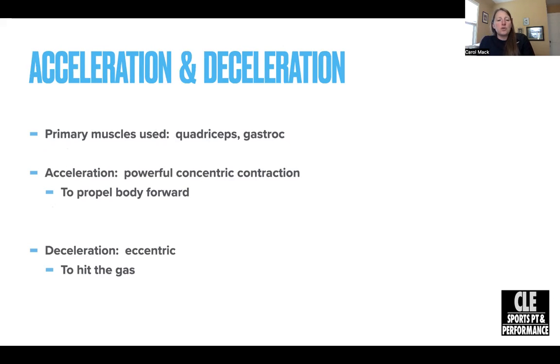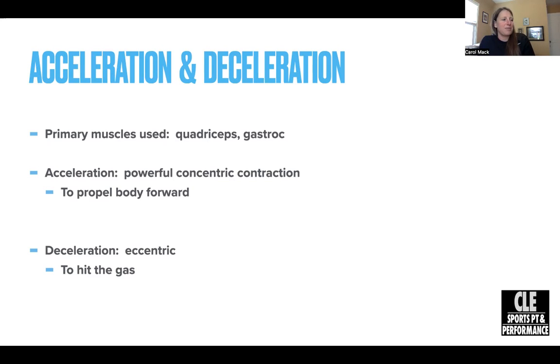The primary muscles used are your quad and your calf, otherwise known as the gastroc. For both acceleration and deceleration, you're using those primarily. You're using other muscles too, but those are the big prime movers. The difference is that when you're accelerating, it's a powerful, what we call concentric contraction, meaning that muscle has to squeeze very powerfully, just like you think a muscle would squeeze to propel the body forward. In deceleration, those muscles are still working, but they're working in what we call an eccentric fashion.